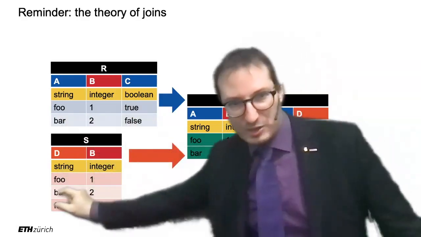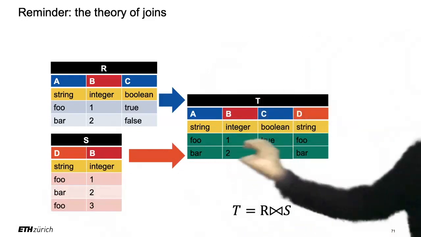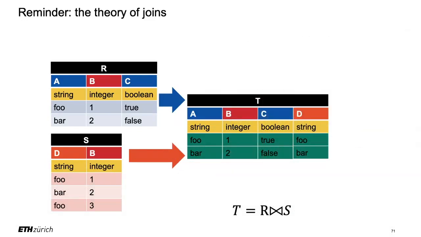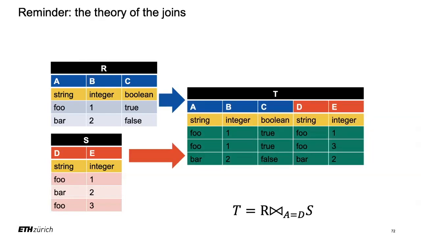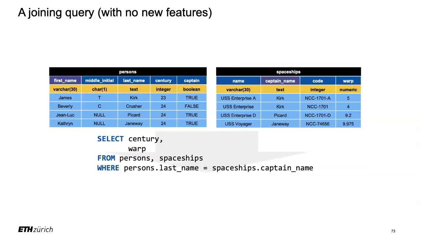And this record matches with this record, and so I get this joint table that we've seen before, right? We have the natural join, and we have the theta join, where I explicitly specify my predicate for matching two records. Here I match A with D, basically. Okay, how do we do this with SQL?